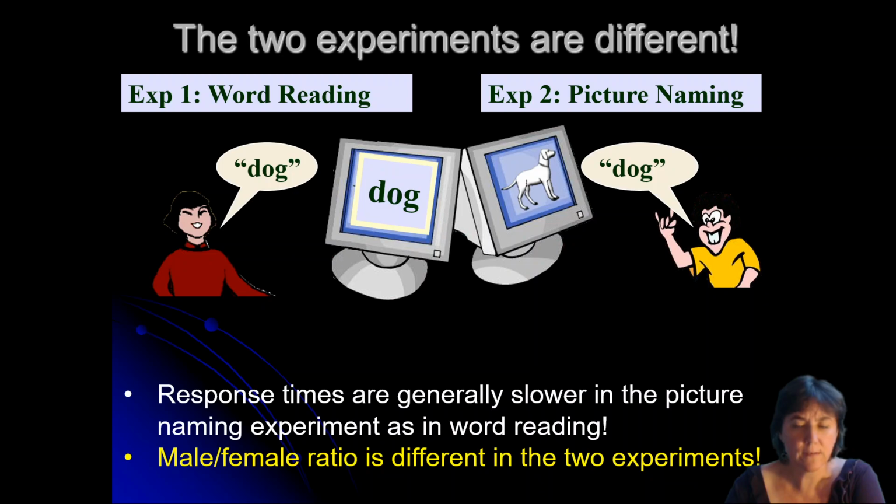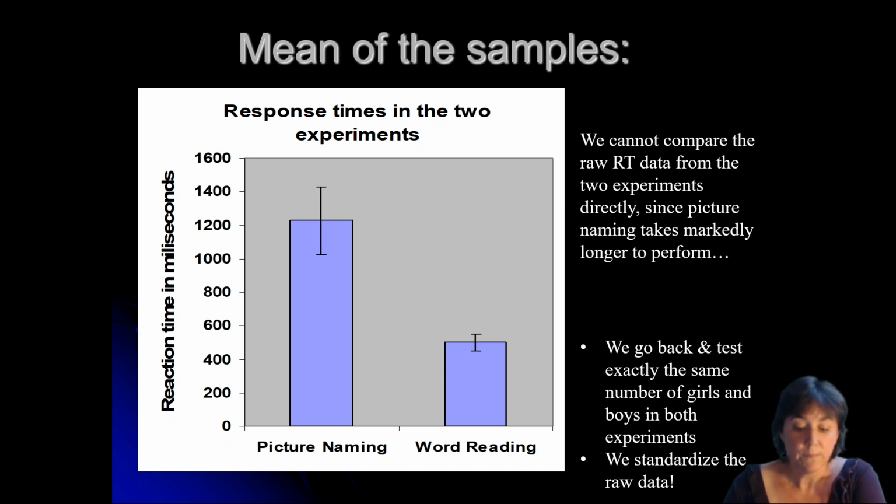Why is that? Just a note. Well, because if there were more females in, let's say, the picture naming experiment, then our results for the picture naming were overrepresented by the females, and since we know that this task is much slower, it would give us a false result. So the mean samples in these reaction times are different. Just to summarize, we cannot compare the raw reaction times.